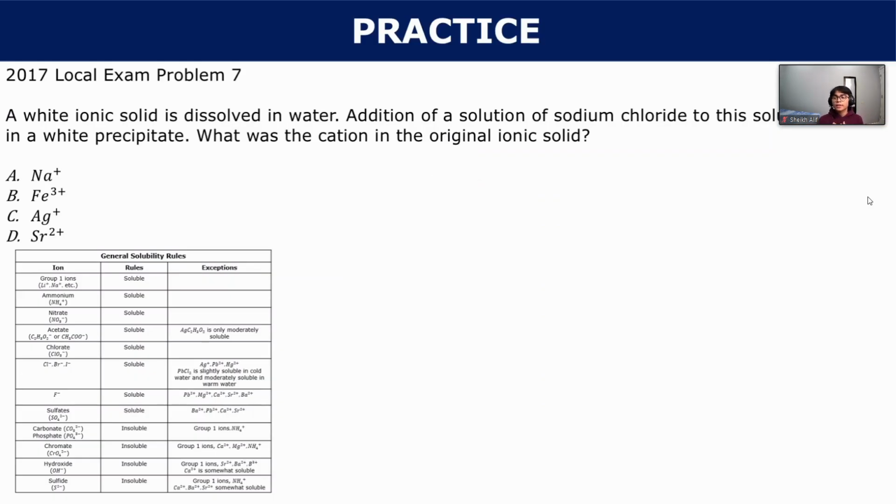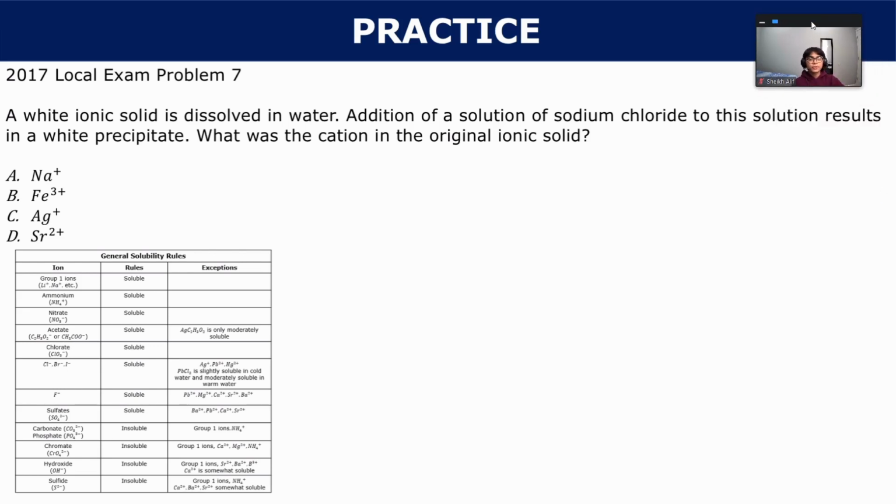A white ionic solid is dissolved in water. Addition of a solution of sodium chloride to the solution results in a white precipitate. What was the cation in the original ionic solid? So we're told that we're going to start off with an ionic solid. Let's say the ionic solid is AB, and it's dissolved in water. So that means it's going to turn into A+ and B-.